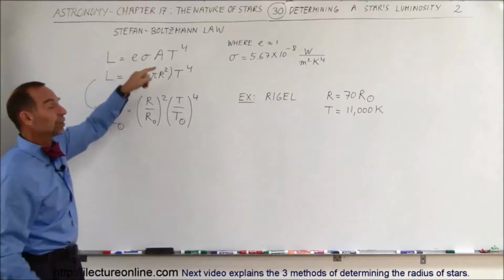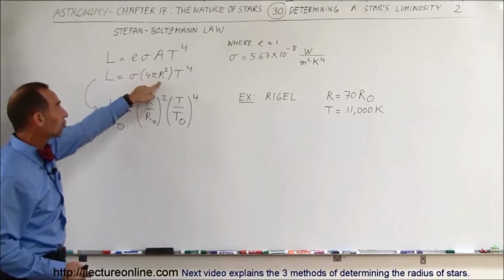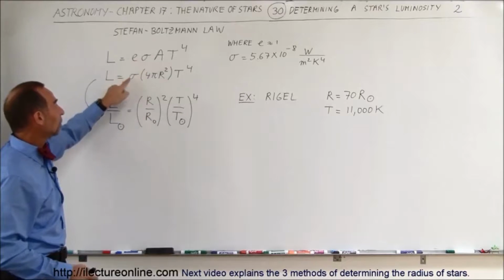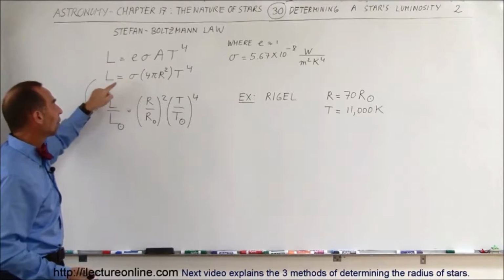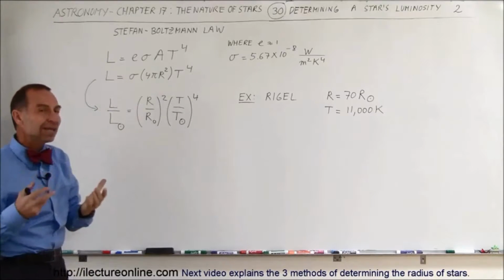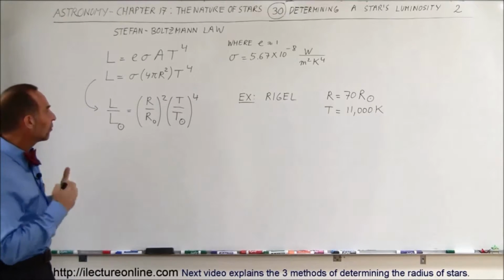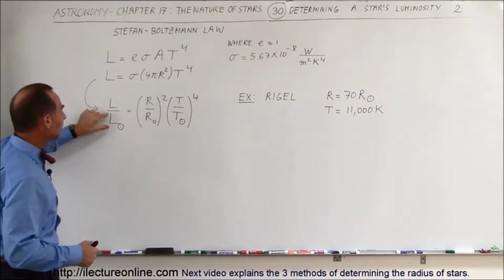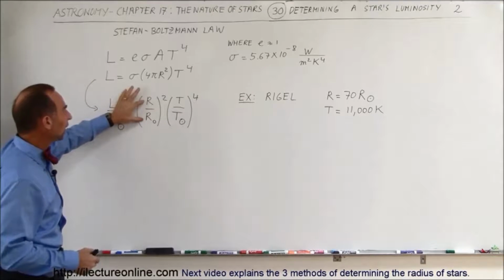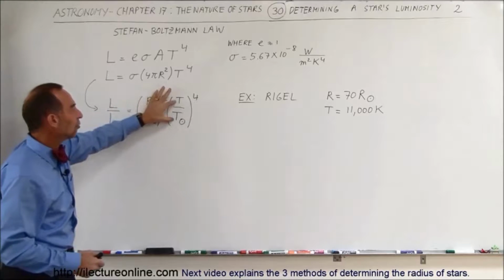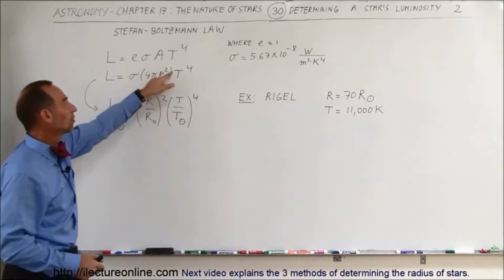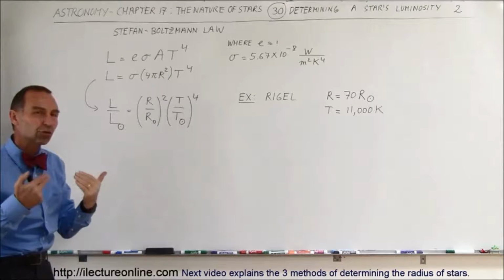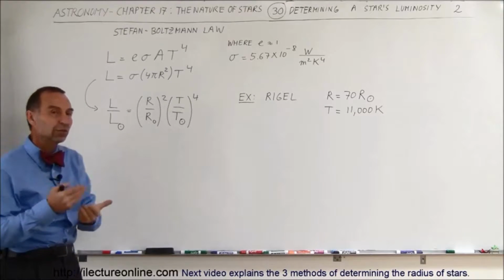Now, notice the surface area of a sphere is equal to 4 pi r squared. And since E is equal to 1, we can just go ahead and leave it out. So L is equal to this. That means that if we compare that to the luminosity of the sun, we could say that the luminosity of the star divided by the luminosity of the sun is equal to the ratio of the radii squared times the ratio of the temperatures to the fourth power. That's where this and that comes from. So we can actually do that in terms of how luminous it is relative to the sun.